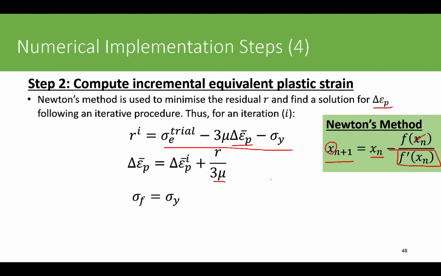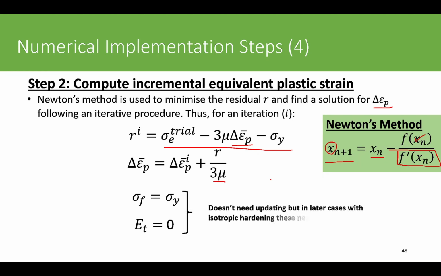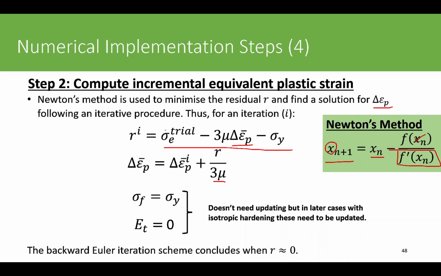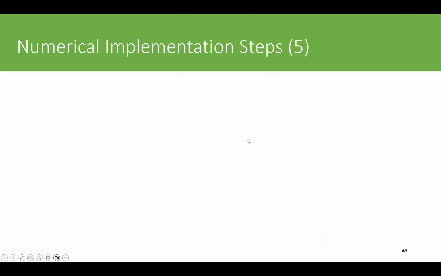In this case, the stress F is sigma y, because we are dealing with an ideal plastic material, and also the slope of the line after the plasticity is 0 because we have no hardening in the material. Later on you will see that this value is not 0, and this also is not constant because the yield strength changes as we start to deform the material. So we will accommodate that, and this needs to be updated as well in numerical implementation, which I will show you later on. So this whole scheme basically concludes when our R becomes 0 for different values of epsilon p.